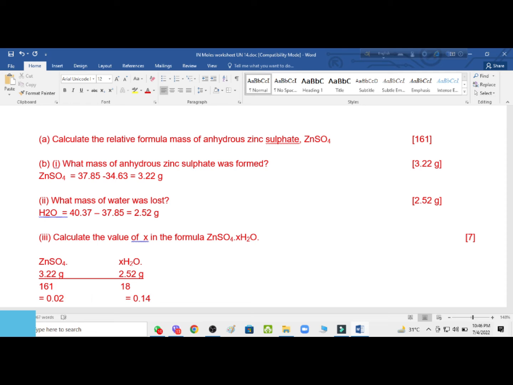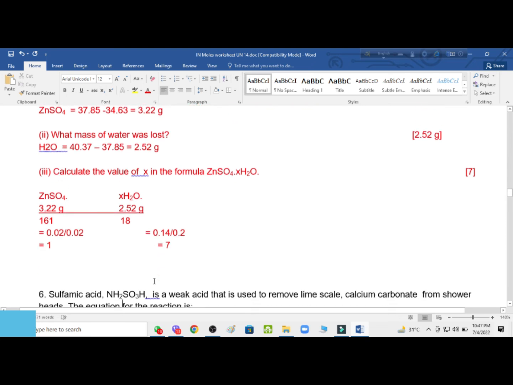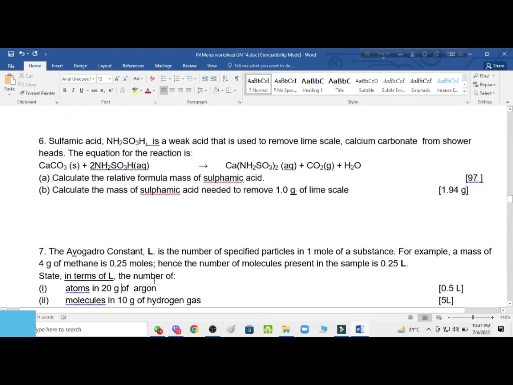So now I divide both by the smaller one. Certainly this is the smaller one. I divide this by 0.02, and that I do for the 0.02. What do I get here? 1. And certainly you understand this will give you 7. So 7 is the value of x. This is the answer. Okay, 7 is the value of x. Now see the next question.